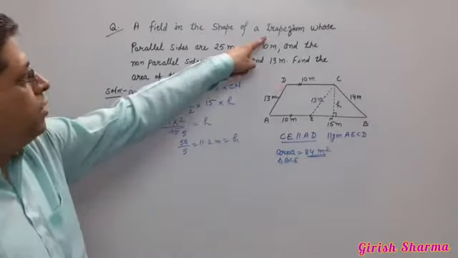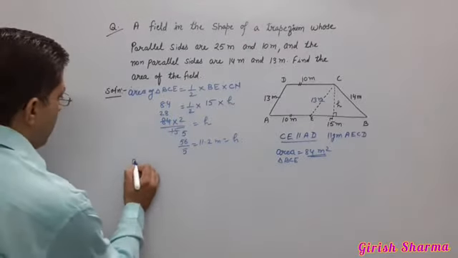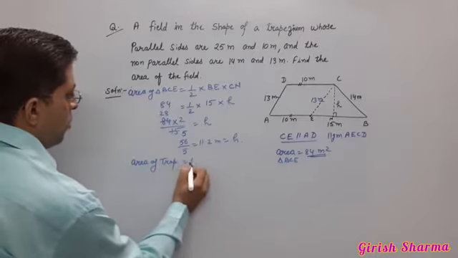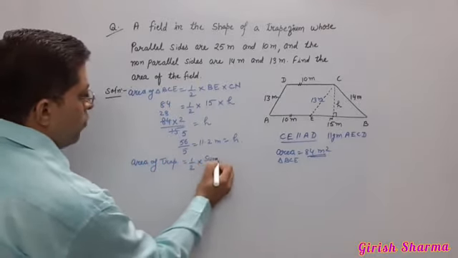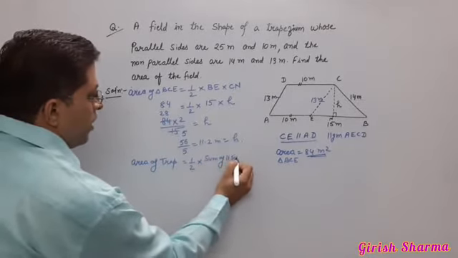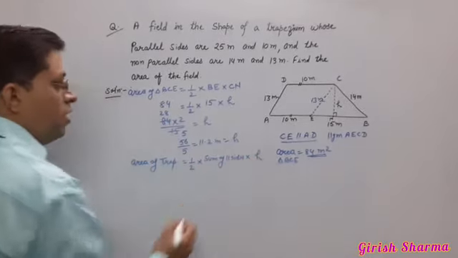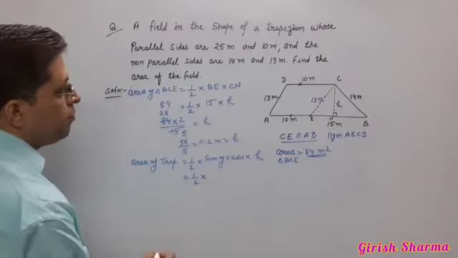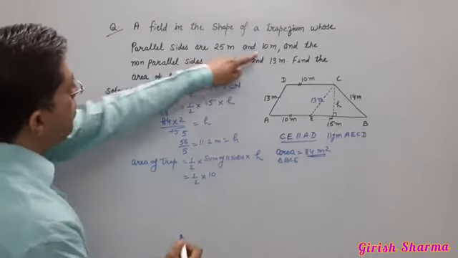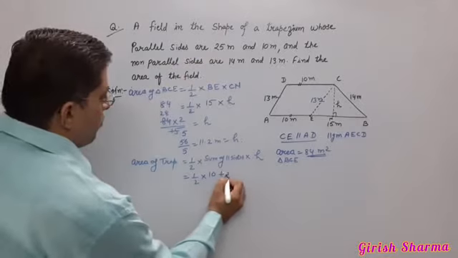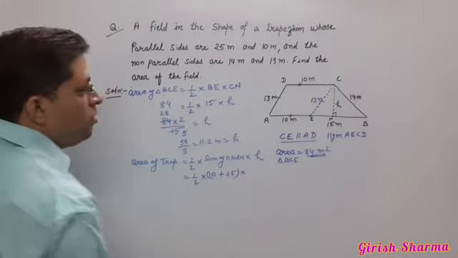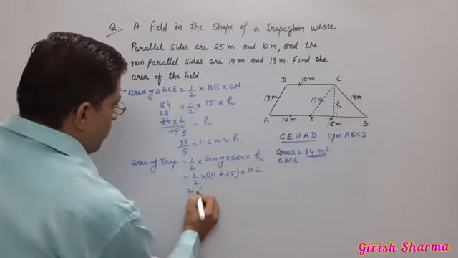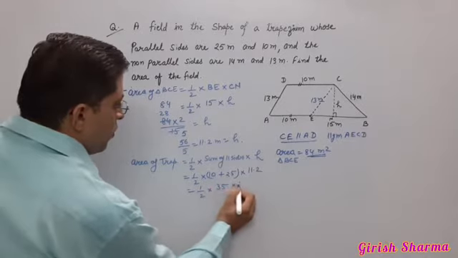Ultimately what we have to find? The trapezium. Then what is the area of the trapezium? Half sum of parallel sides into height h. Half sum of parallel sides are 10 and 25. And what is h? The height we got here, 11.2.